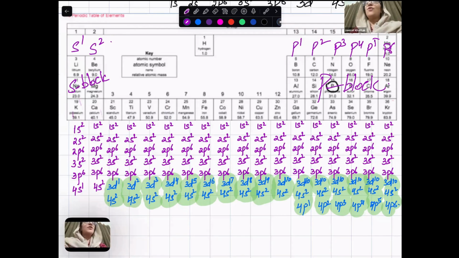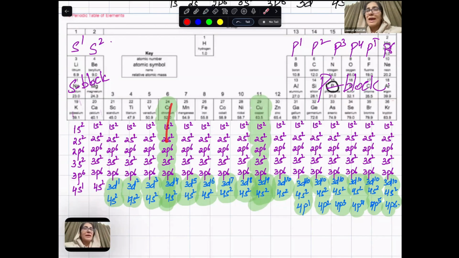Now, in this whole thing, I made a mistake. Like, you can't say mistake, I have not explained it yet. What is that? Chromium and copper. You know what is happening in chromium and in copper? One electron moves from this to this.